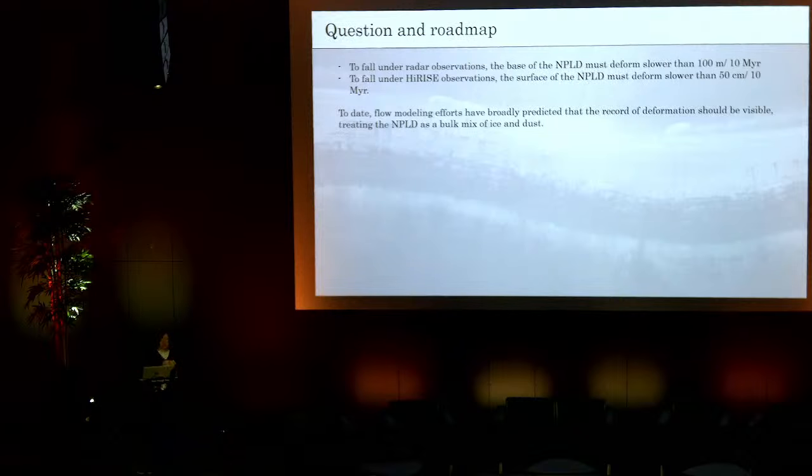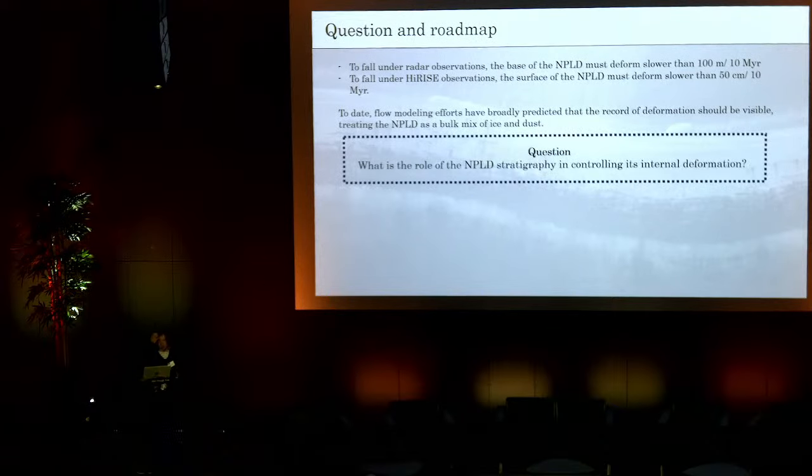And the problem with these models is that they've essentially treated the NPLD as a bulk mix of ice and dust. Essentially, you have a 3 kilometer, or a 2.5 kilometer thick glacial deposit with some dust mixed in, and then you just run normal terrestrial ice sheet models. But that has failed to reproduce observations. So the question here is, okay, let's not ignore stratigraphy, let's try to understand what the behavior of these different layers with different dust contents is doing, controlling the dynamics of its internal deformation.